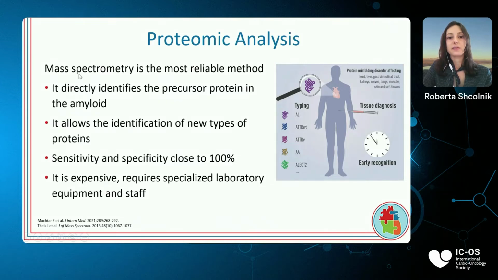It directly identifies the precursor protein in the amyloid material. It allows the identification of new types of proteins. Its sensitivity and specificity are close to 100%, but it is an expensive method, requires specialized laboratory equipment and trained staff.